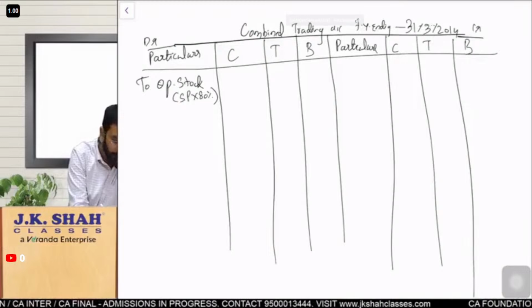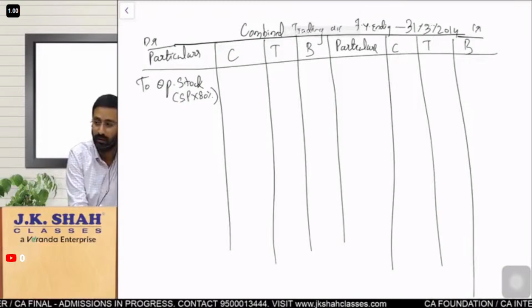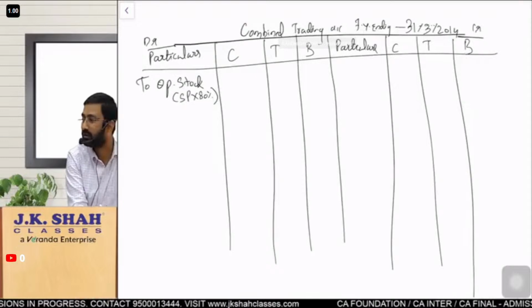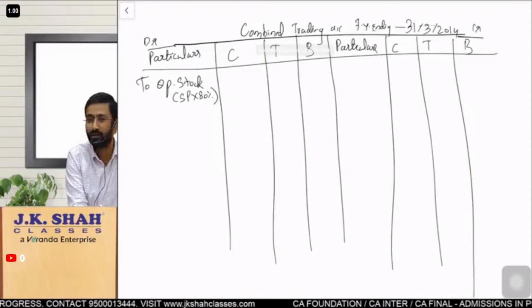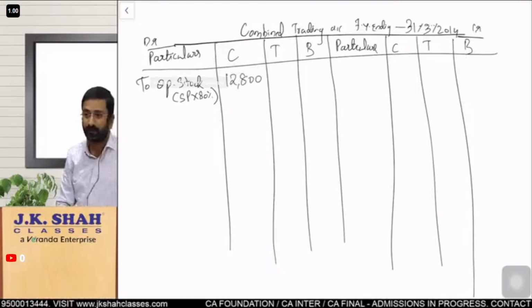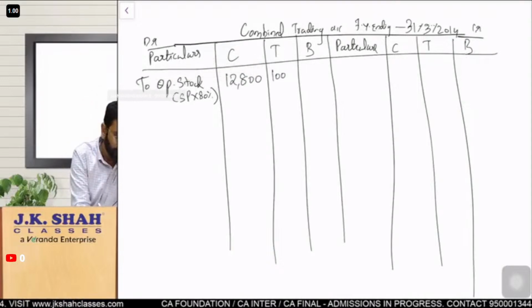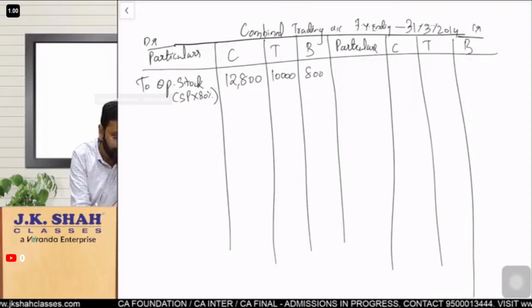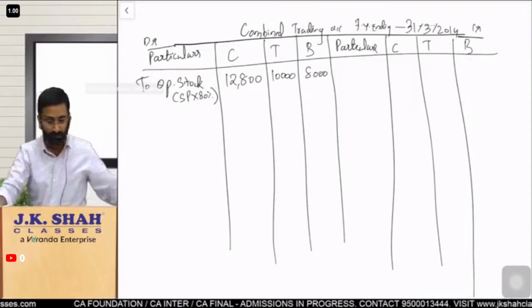12,000. First one, Coimbatore, how much? 12,800, okay. 10,000, 8,000. Opening stock.